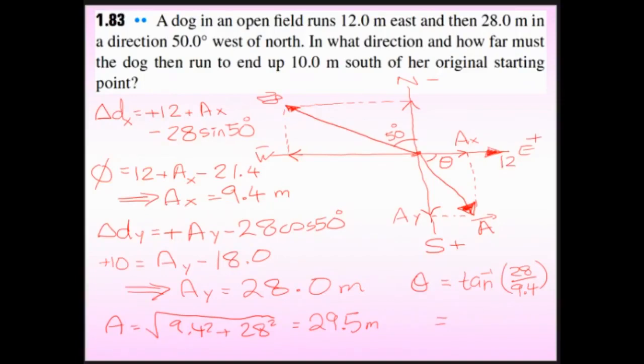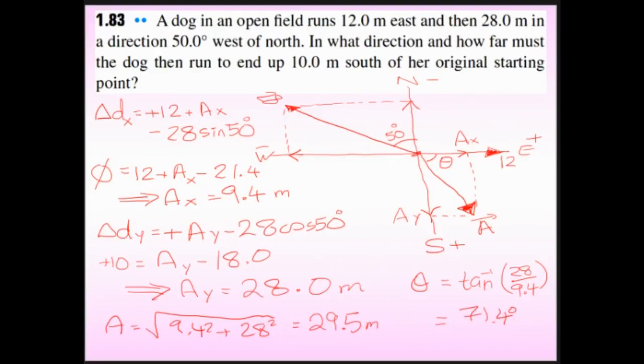What's the angle? What's tan inverse of 28 divided by 9.4? Should be a big angle. Look how big it is. 70, maybe? Say again? 71.4. The dog needs to run exactly this way as trip number 3. Trip number 3, they have to run that way.